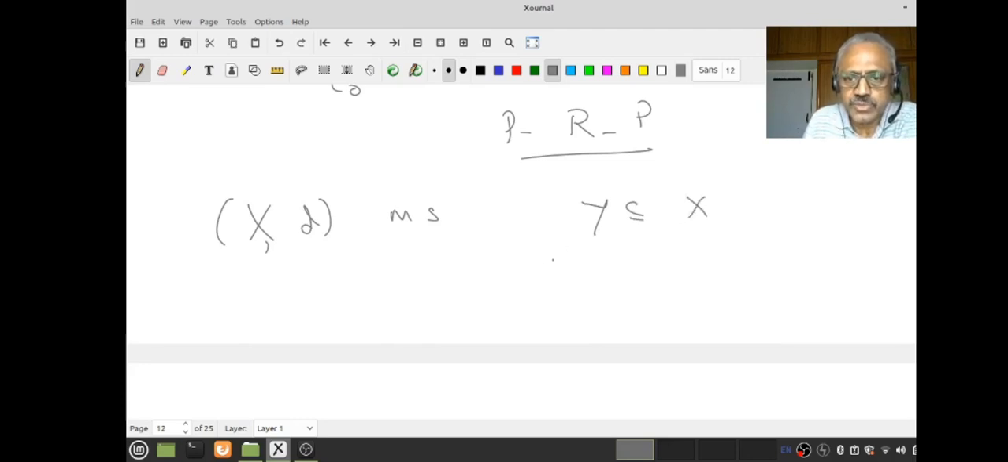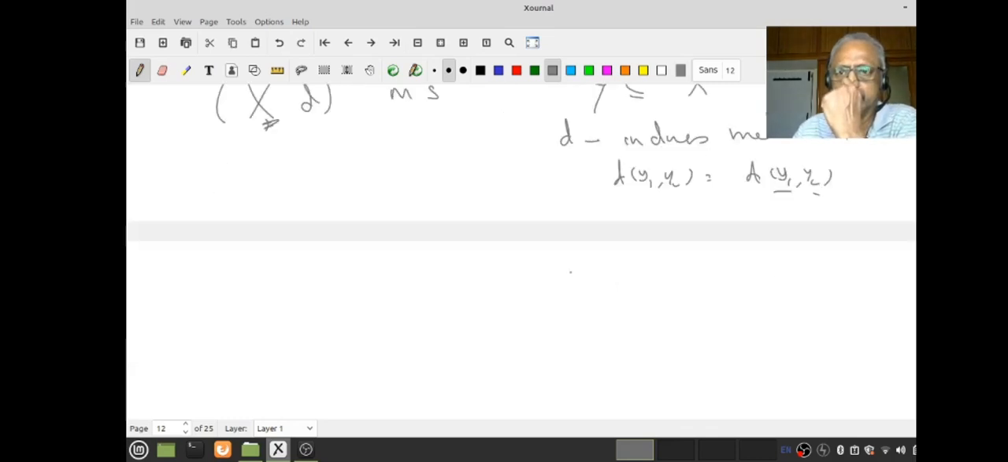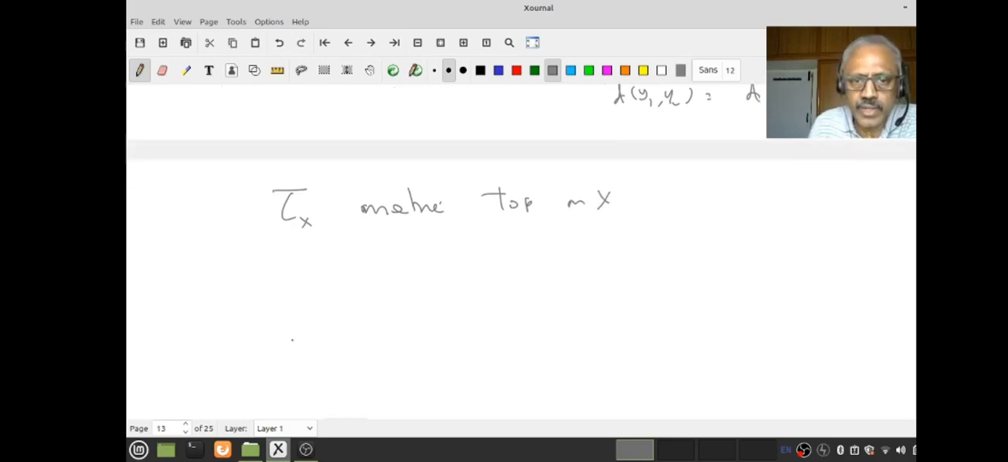Then d induces a metric, right? There is an induced metric on Y, namely the distance between y1 and y2 is the same as the distance between y1 and y2 when I consider y1 and y2 as elements of X, right? Therefore now I have the metric topology on X. Therefore on Y I have two natural topologies.